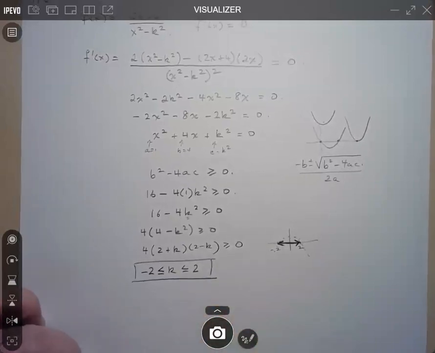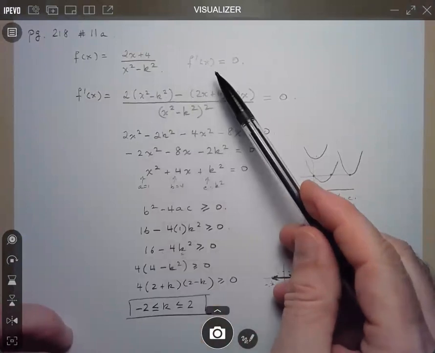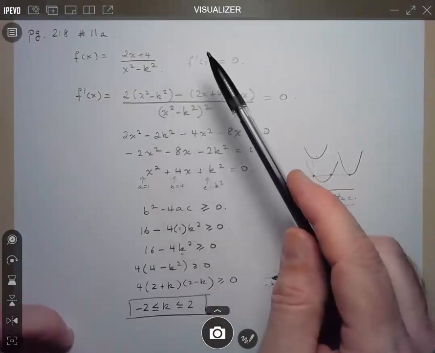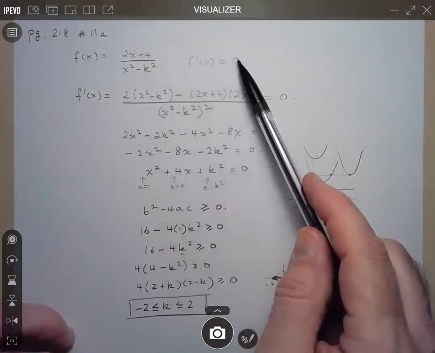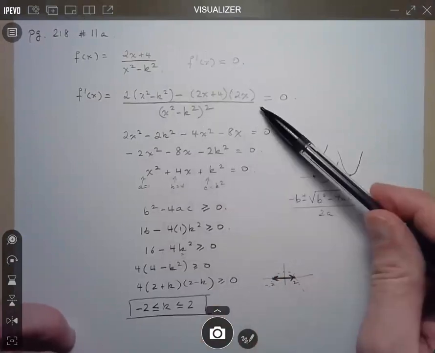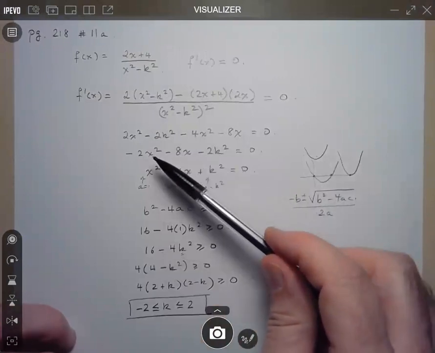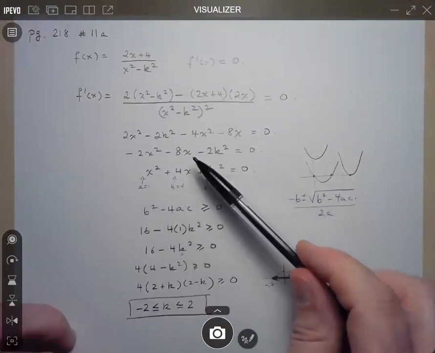And there's my answer. So a bit of a journey here, but think about what I did. I started off by identifying what I needed to show. I needed to show when the derivative could be equal to 0. So I took the derivative, set it to 0, simplified as far as I could, and then I realized I was left with a quadratic equation.